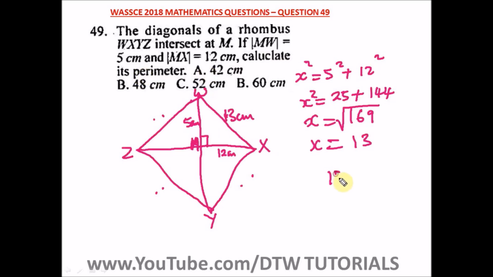So it will be what? 13 times 4. This is 13, this is 13, and this is 13. You can either add or just multiply by 4. And what is 13 times 4? That will give us what? 52 centimeters. So our answer is 52 centimeters, and our right option here is option C.